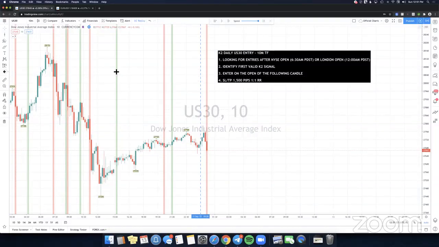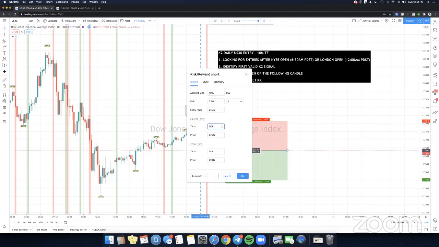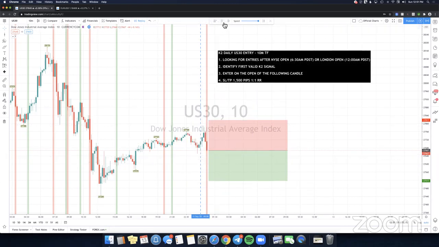So you advise me to take the London entry on the US 30? You can take the daily entry on the London too. So this is the London entry right here. If you took this position over here on Friday, you let it run.